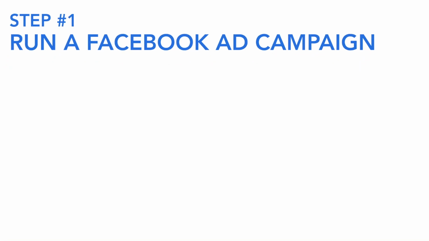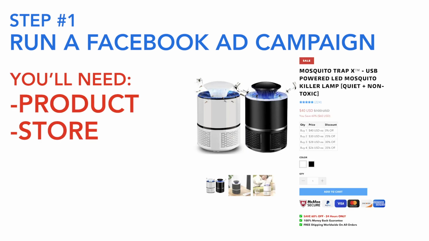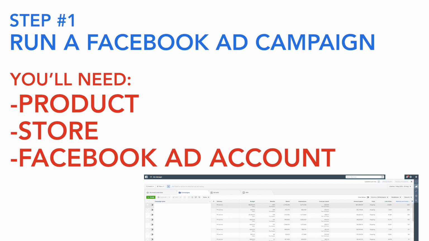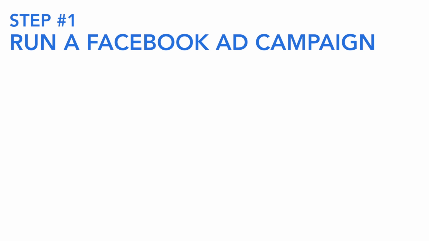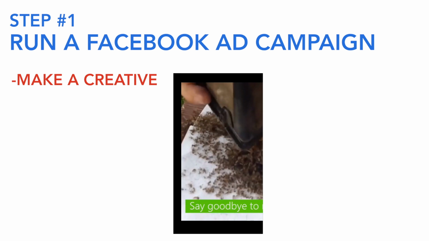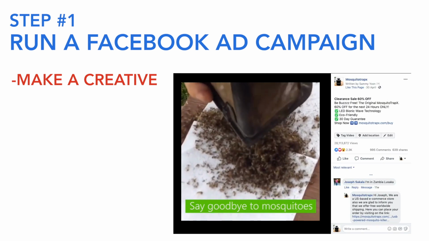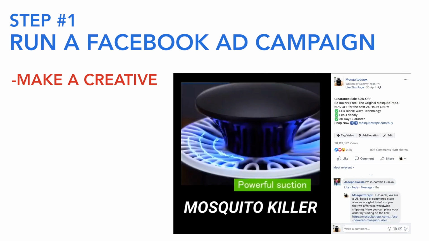The first step to diagnosing problems with your funnel is running an ad campaign and getting some traffic. So assuming you have a product picked out, a store to sell your product, and a Facebook ads account, let's set up a quick campaign. The first thing you need to do for an ad campaign is to make a creative. This is the photo or video that you'll post as an ad. We suggest doing video creatives for most products that you sell on Facebook.